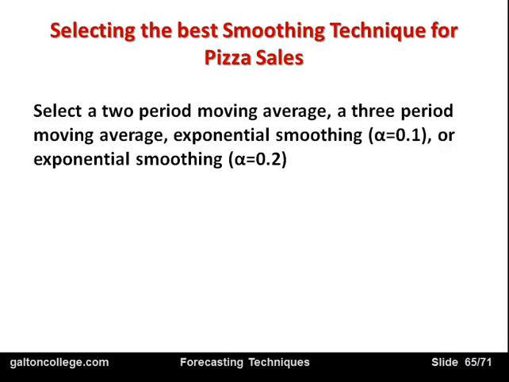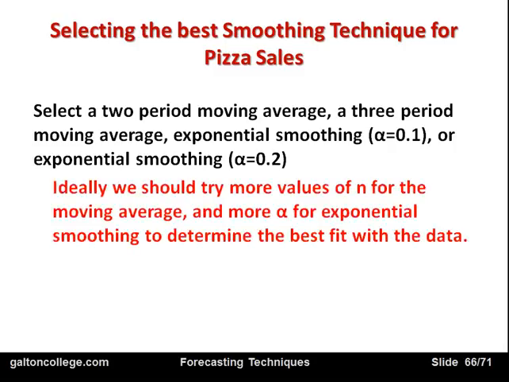If you were going to do it in practice, select a 2-period moving average or a 3-period moving average. Select an exponential smoothing of, say, alpha equals 0.1, or an exponential smoothing of alpha equals 0.2. Ideally, we should try more values for n for the moving average and more alpha for exponential smoothing to determine the best fit with the data. So really it's trial and error.